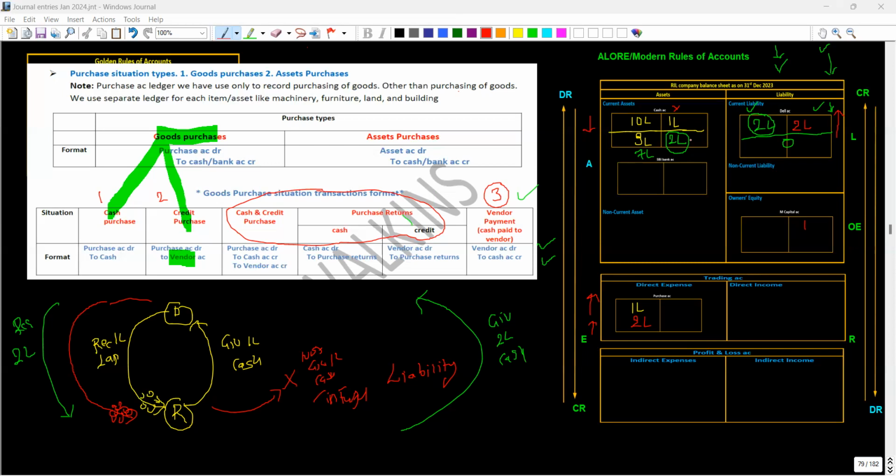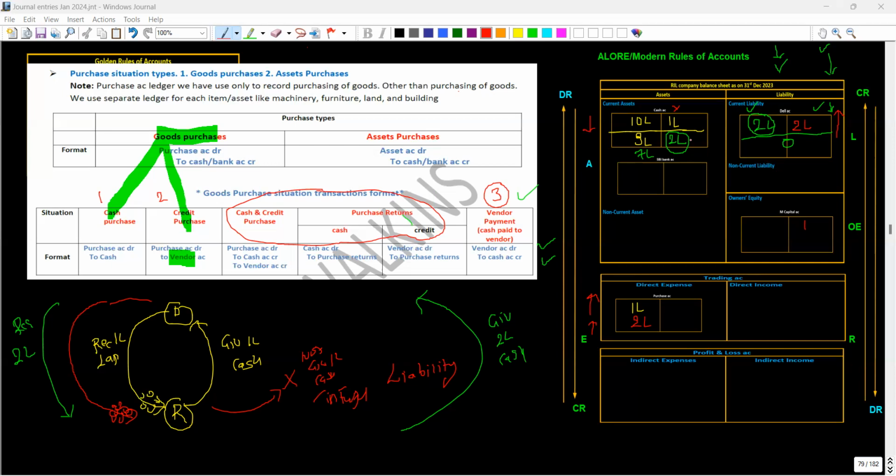Purchase account debit. Cash account credit. If company is purchasing with the bank, ఒకవేళ బ్యాంక్ ద్వారా పర్చేజ్ చేస్తే, purchase account debit to bank account, bank account credit. If company is purchasing not with the cash, not with the bank, means on credit basis, then journal entry: purchase account debit to vendor account, vendor account credit. Okay.